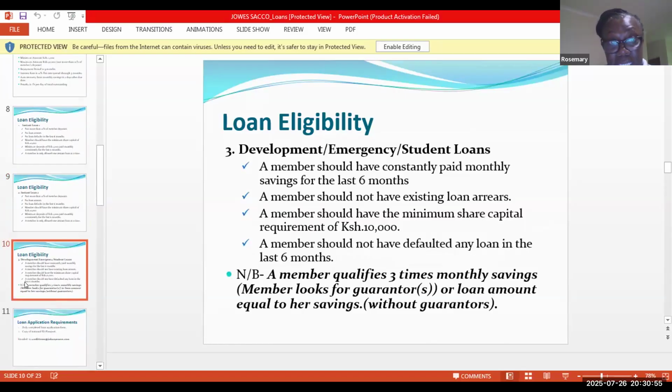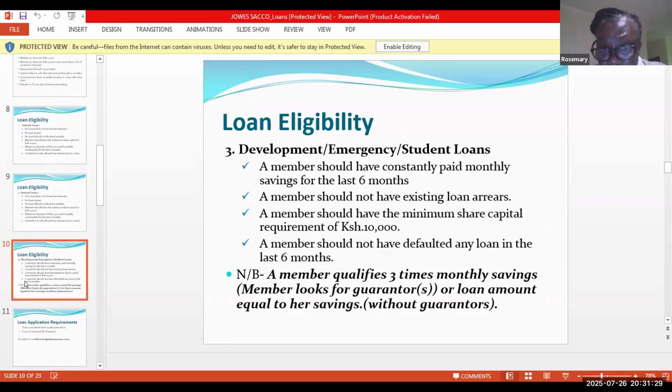For the others, development loan, emergency, and student loans, the requirement is that the member should have consistently paid monthly for the last 6 months. You should not have any existing loan arrears. You should have the minimum share capital, which is 10,000. And you should not have defaulted on any loan in the last 6 months. For the development loan, a member qualifies to take 3 times their monthly savings. That is development.